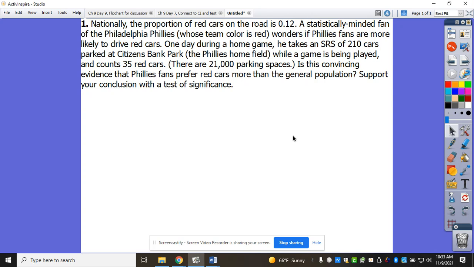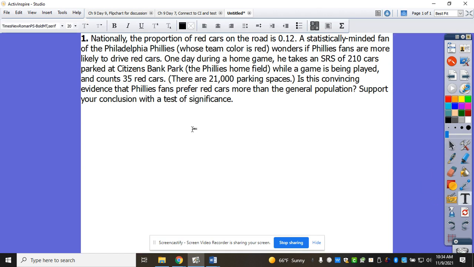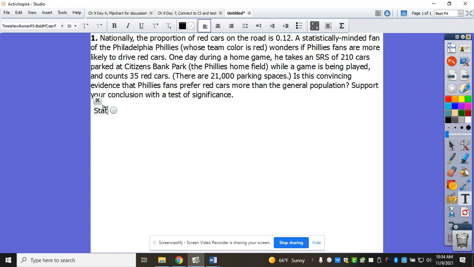All right, so this problem is talking about cars at Citizens Bank Park. What's the first part of state? Population. What would we define our population to be here? What would we define our population to be? And I would probably add what?